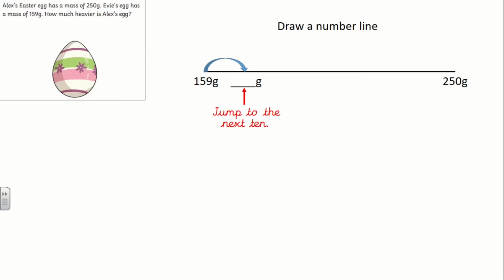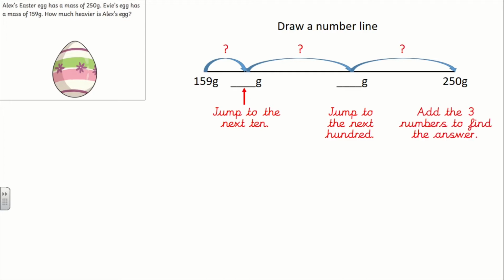So my first jump is going to be to the next multiple of 10. So from 159, what will be the next 10 after 50 to find my first one? My second jump will be to the next multiple of 100, so from 159, what's the next 100 after 100? And finally, I do my last jump from that 100 up to 250. Once I've done that, I would add those three numbers where my question marks are to find my answer. That's one method we can use.